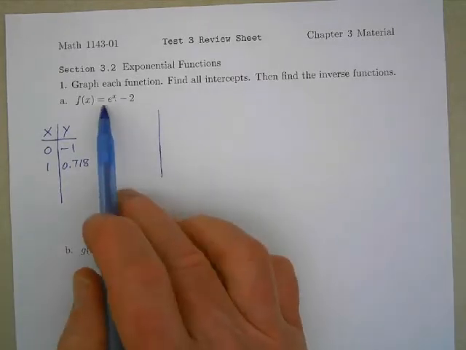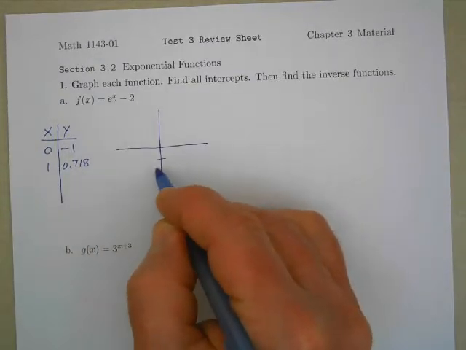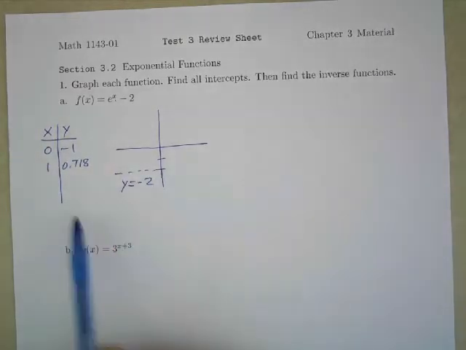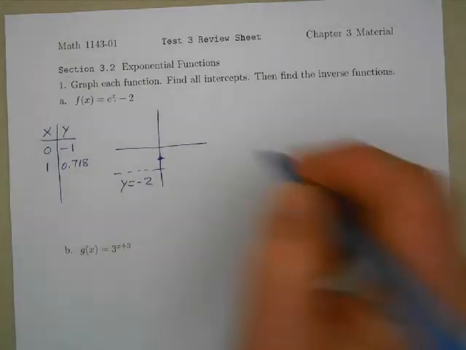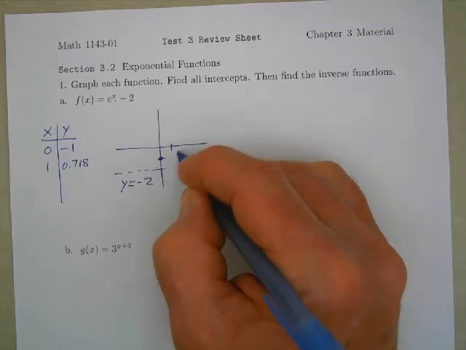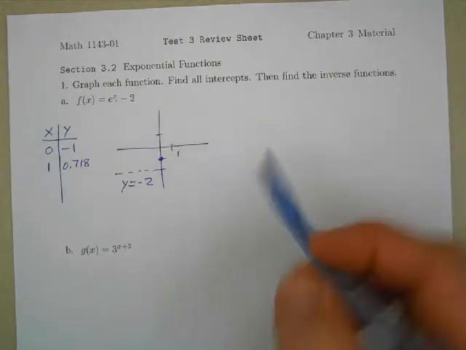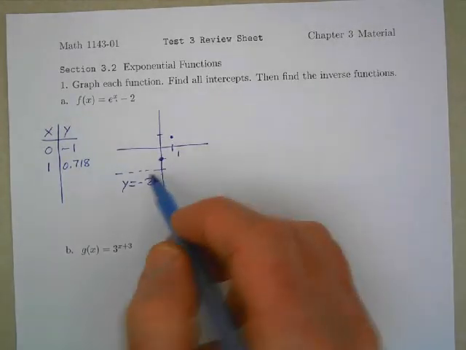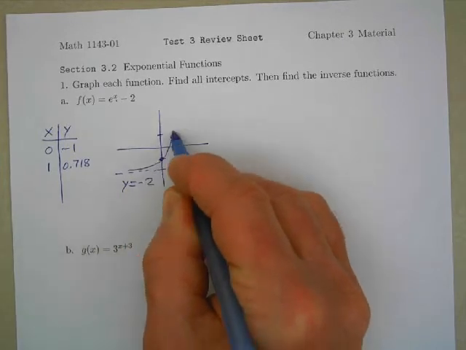Oh, this e to the x minus 2, that indicates that the horizontal asymptote is the line y equals negative 2. The y-intercept is 0, negative 1. And so the x-intercept is somewhere between 0 and 1, because the ordered pair 1, 0.718 is about right here. So this graph looks something like this.